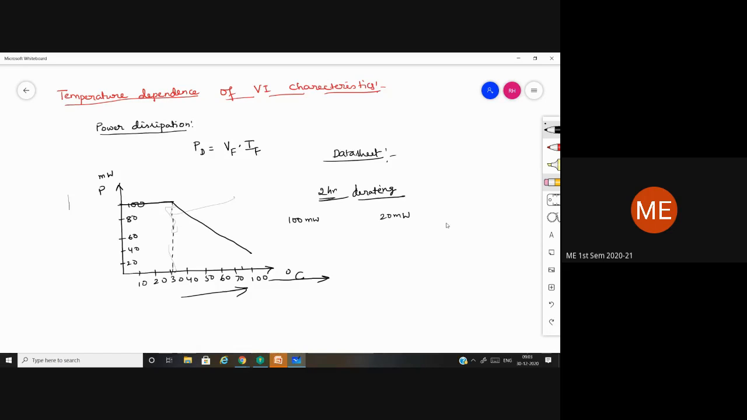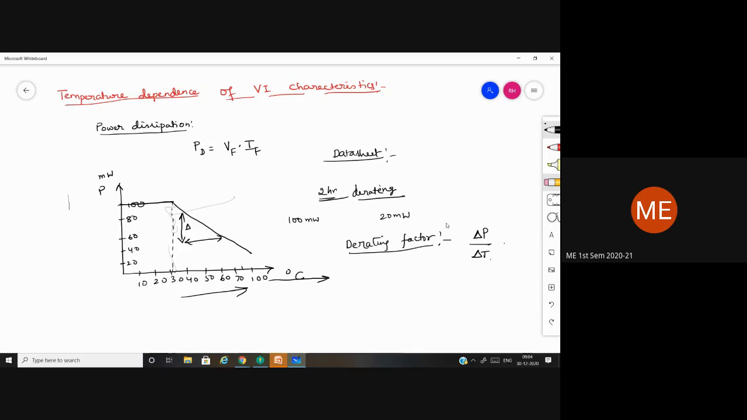So for this, even in the data sheet, they have a term called derating factor. This derating factor is given based upon the temperature versus power graph. The derating factor is given by the ratio of delta P by delta T, the change in power with respect to the change in temperature. So you can take any 2 points along this slope.